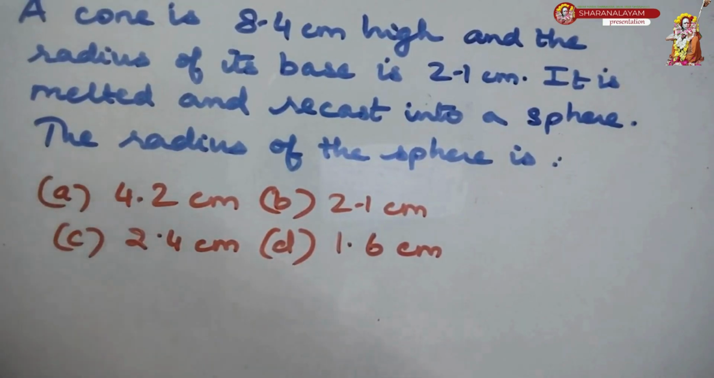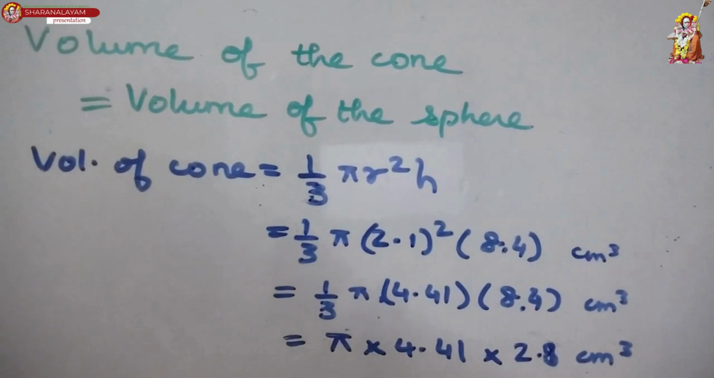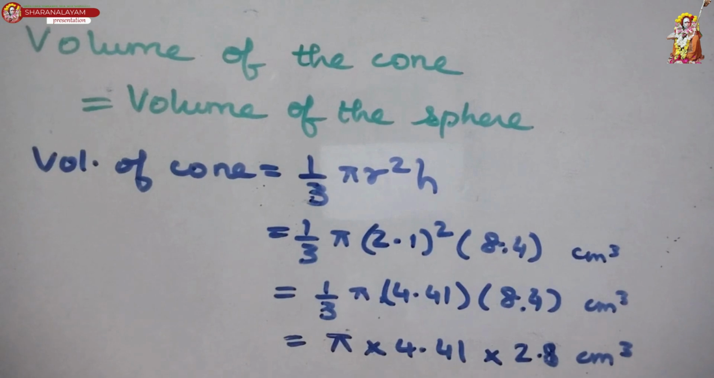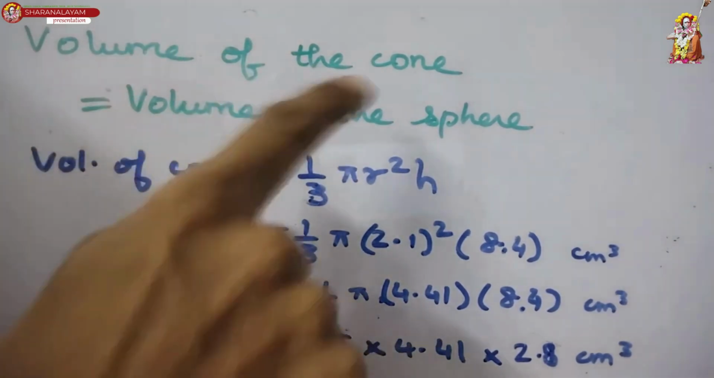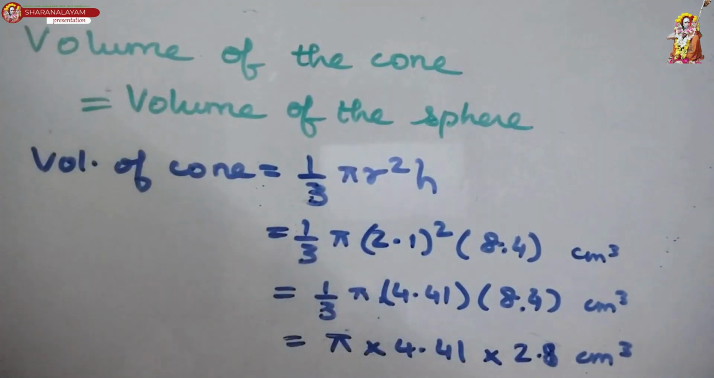Next, a cone is 8.4 centimeter high and the radius of its base is 2.1 centimeters. It is melted and recast into a sphere. The radius of the sphere is, 4 options. 4.2 centimeter, 2.1 centimeters, 2.4 centimeters, 1.6 centimeters. இல்லை நம்ம யோசிக்கணும் இப்போ the cone is melted and recast into a sphere. That means the volume of the cone will be equal to the volume of the new sphere. Correct? So, if you equate this volume of the cone to volume of the sphere, then we'll be able to solve the problem. So, first volume of the cone கண்டுபிடிக்கலாம்.